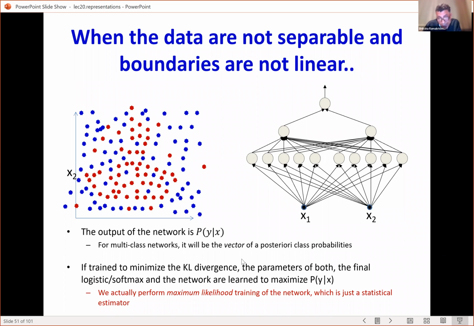So anytime we train a neural network, we might think that we're just minimizing a loss, we are training it to perform classification. But what we are actually doing is we are learning a statistical estimator for the distribution of the data, and we are learning it using maximum likelihood training. Is that making sense? Guys, any questions? Any questions?